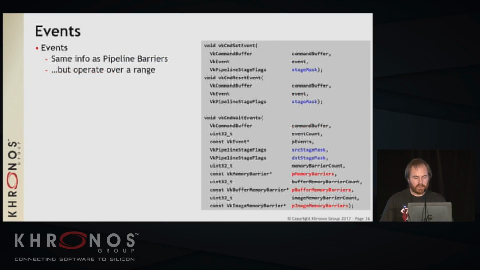Events are quite similar. They basically do the same exact job, except they operate over a range. And what that means is that you'll do a set at some point in time and a wait later. Anything in the middle of that is not interfered with by that synchronization. So you would synchronize all the stuff before the set with all the stuff after the wait. And anything in between basically gives you an opportunity for additional overlap.